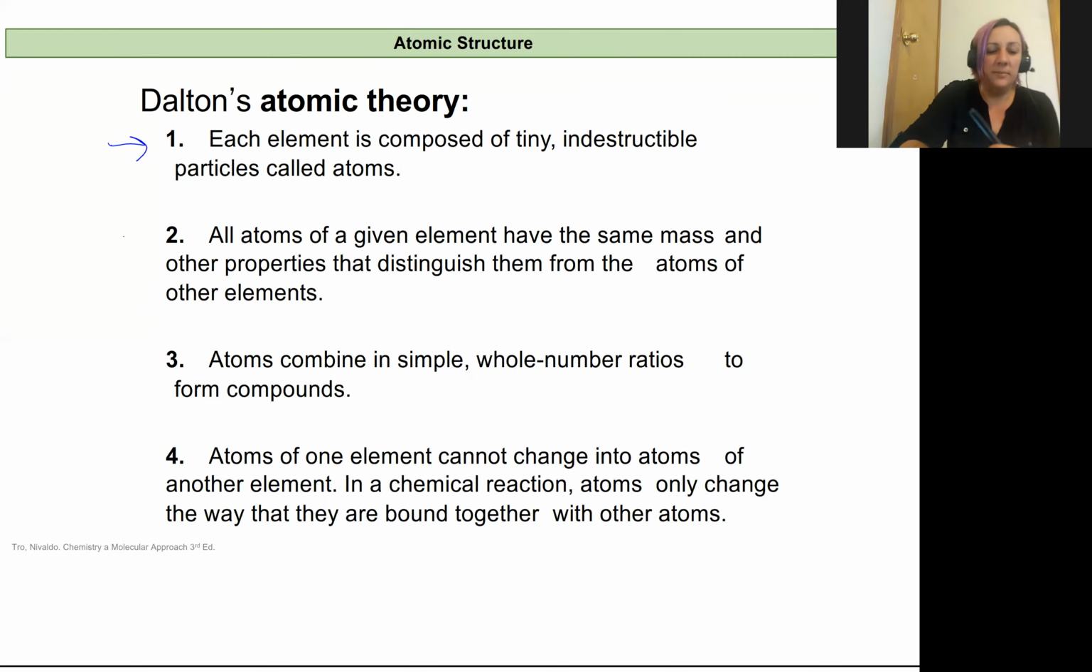Second, that all atoms of a given element have the same mass and other properties that distinguish them from the atoms of other elements. So a silver atom will be a silver atom, with the mass of a silver atom, and that will be different than a gold atom, which has a different mass. The third one is that atoms combine in simple whole number ratios to form compounds. These Lego building blocks that we're calling atoms will stack and combine to create a compound, and they can only make those combinations in whole number ratios.